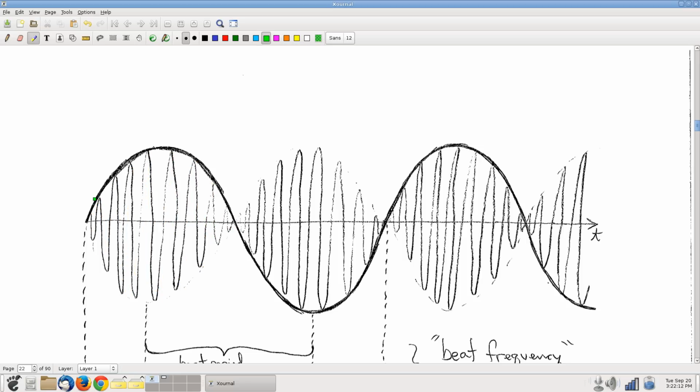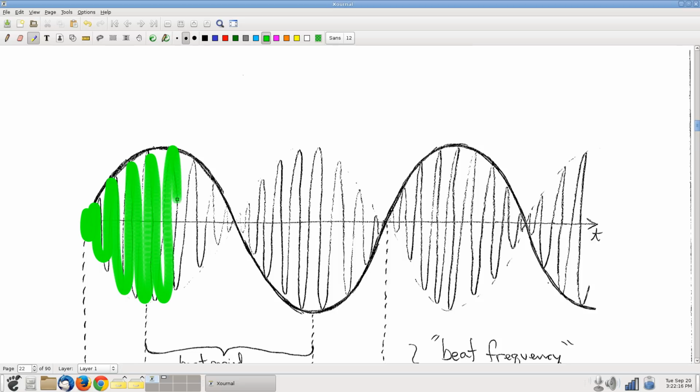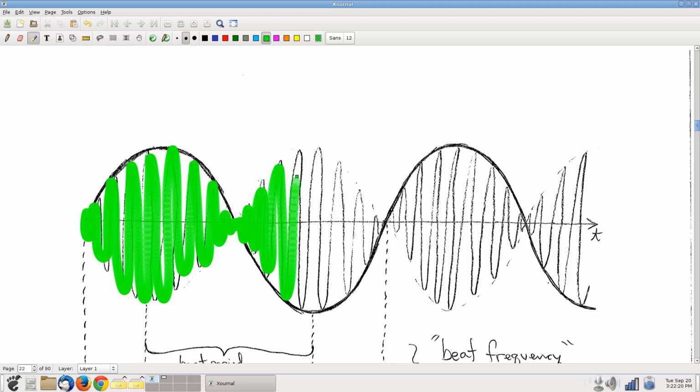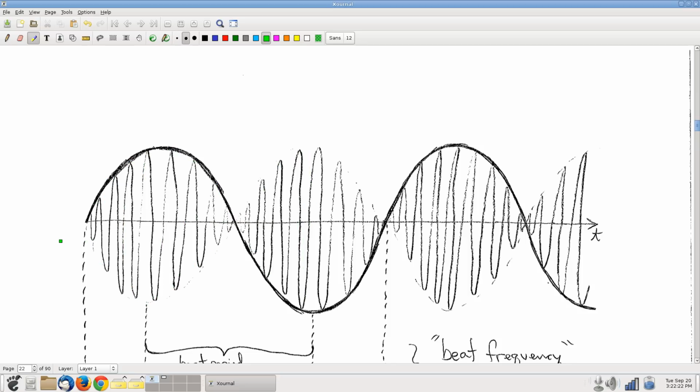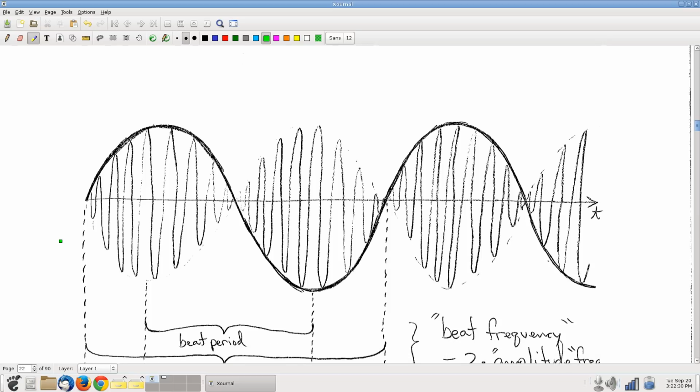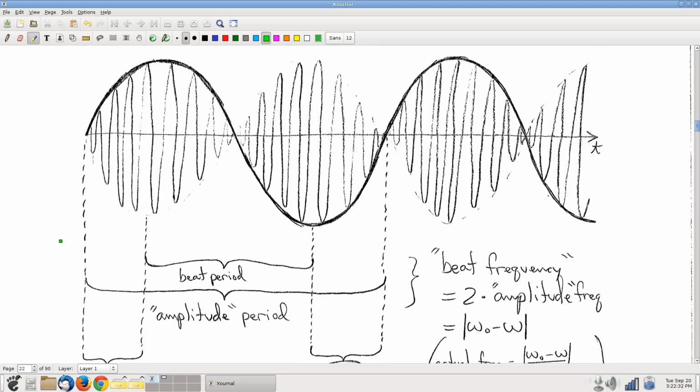Which again is hard to reproduce, but that sort of thing there. Okay, so this is what our solutions look like. At least this is what some of our solutions look like. Okay, so I want to talk about the idea of a beat frequency.